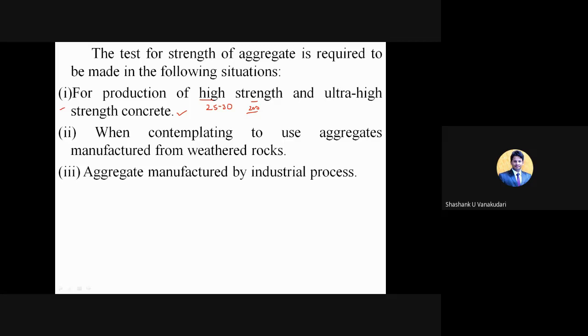Okay. When contemplating the use of aggregates manufactured from weathered rocks, those rocks should be seasonally treated so that they can be considered with respect to durability, right? Then it influences the proper strength. Here for aggregates manufactured by industrial processes, we also need to consider the strength. If it is available with a permissible strength, only then can we use it in the construction field.